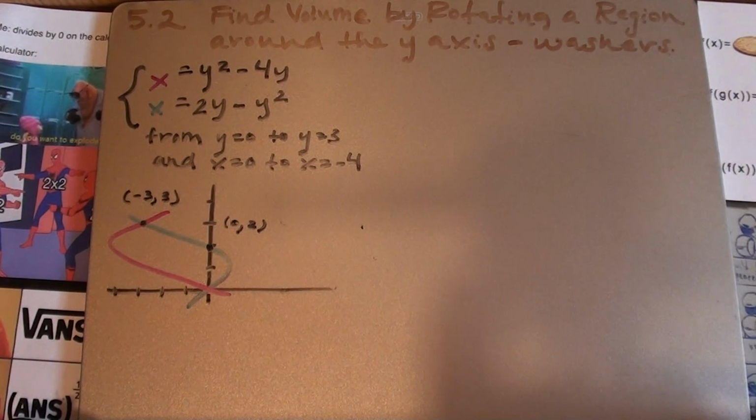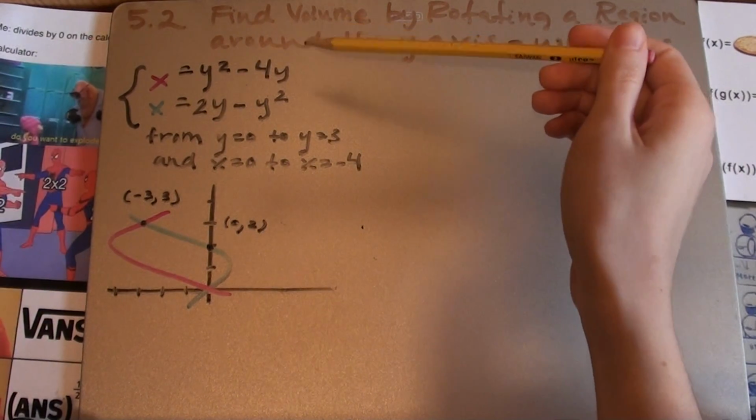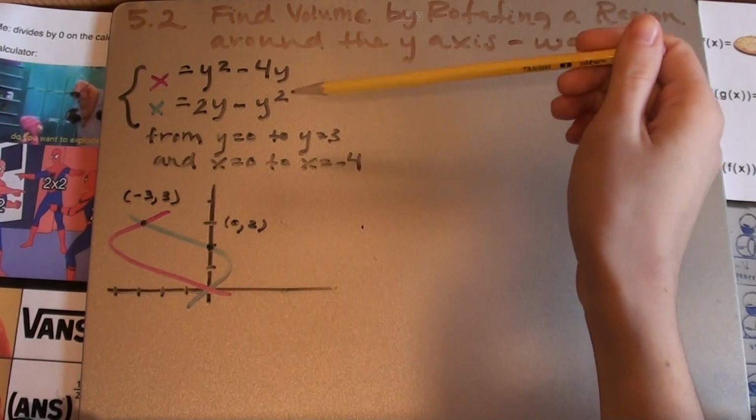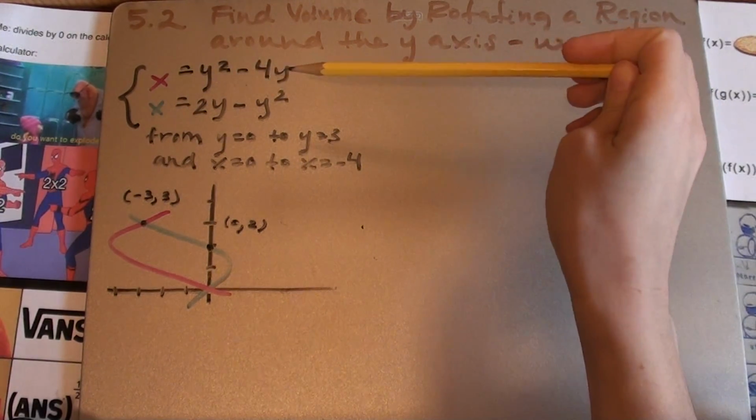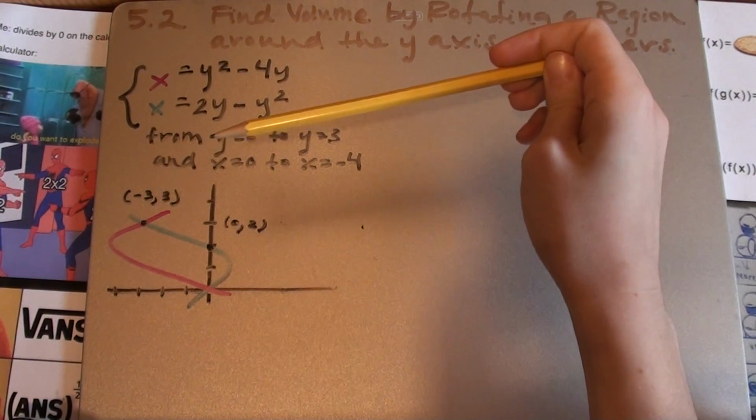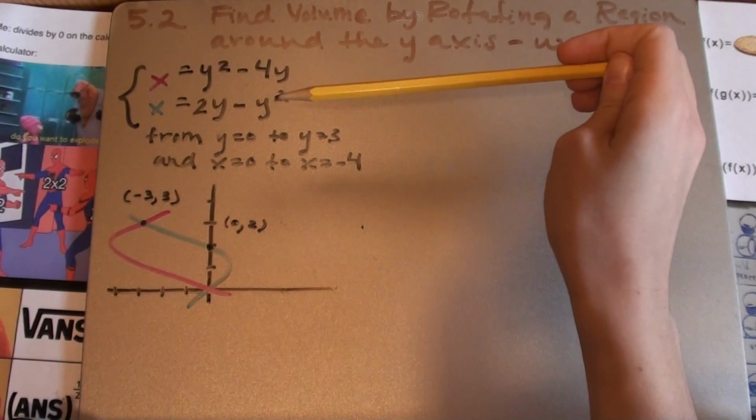Hello again, friends. In this video we're going to be working on trying to find the volume of a shape that's created when you rotate a region around our y-axis, and we're going to be trying to find this volume using the washer method. So to get started, I have two functions written down here for us. We have x equals y squared minus 4y, and we have x equals 2y minus y squared.